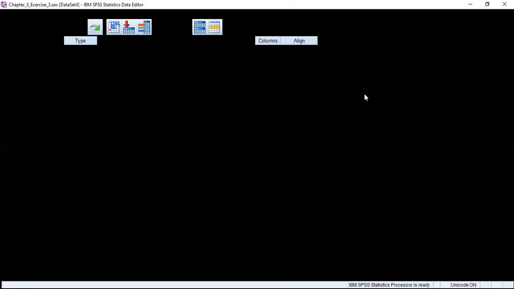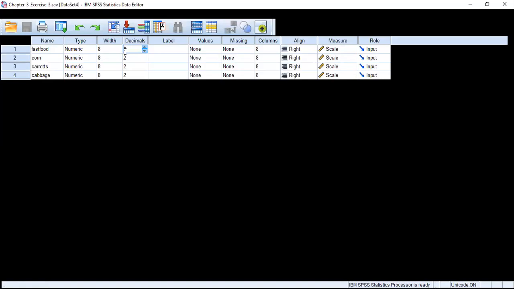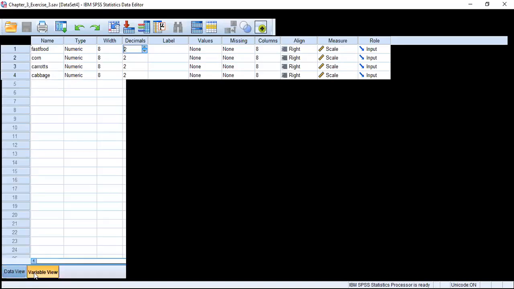Corn, carrots, and cabbage, when we are looking at them, are again scale variables, but this is basically an interval scale, because here the rating is there. To what degree you like corn or carrot or cabbage on a scale of 1 to 10, where 1 means you do not like it or your liking is very low, whereas 10 means your liking is very high.